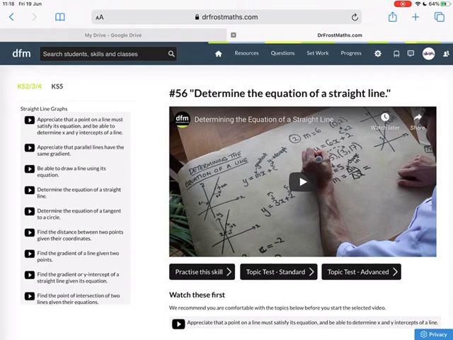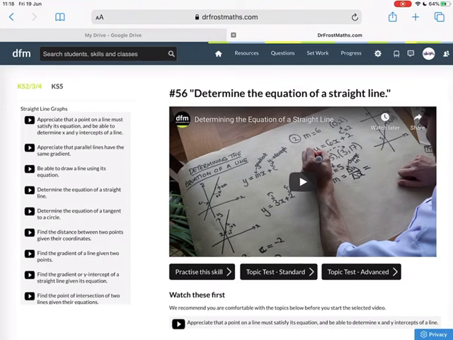Underneath that video, you'll notice it says practice this skill. So you could do some practicing of some questions to do with that topic. You could also perhaps try just the topic test standard. I wouldn't recommend the topic test advanced, but you could have a go at the topic test standard, just to make sure that you're sure with what you're doing. So once you've watched the video and you're feeling fairly confident, you now need to do the worksheet.